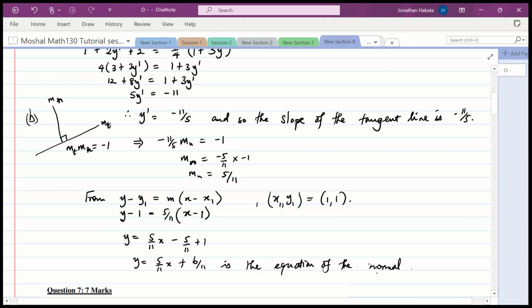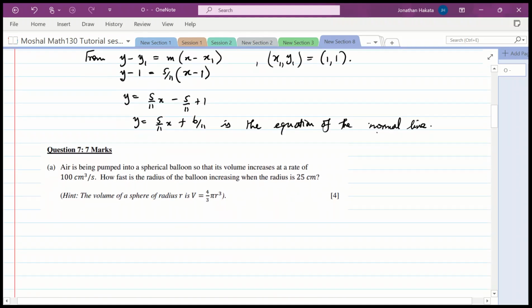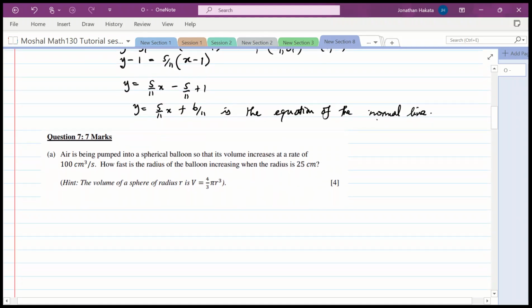Okay. Alright. So let's move on to the second question. Now this is a word problem in which you are supposed to implement differentiation to rates of change. Okay, this is classified under rates of change. So the basic principle that works to solve these problems is differentiation.